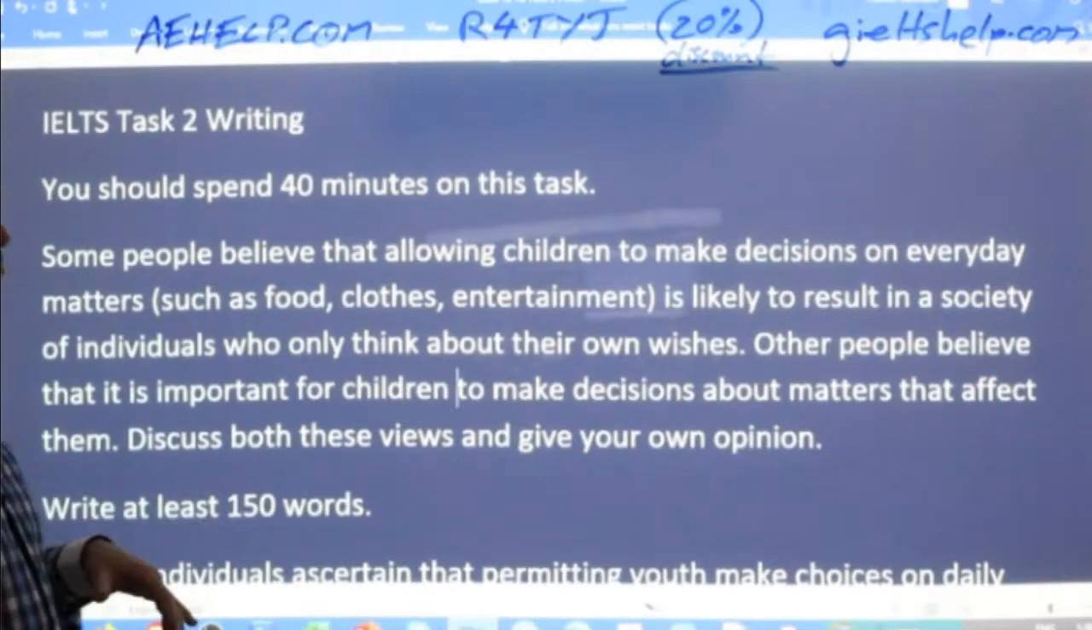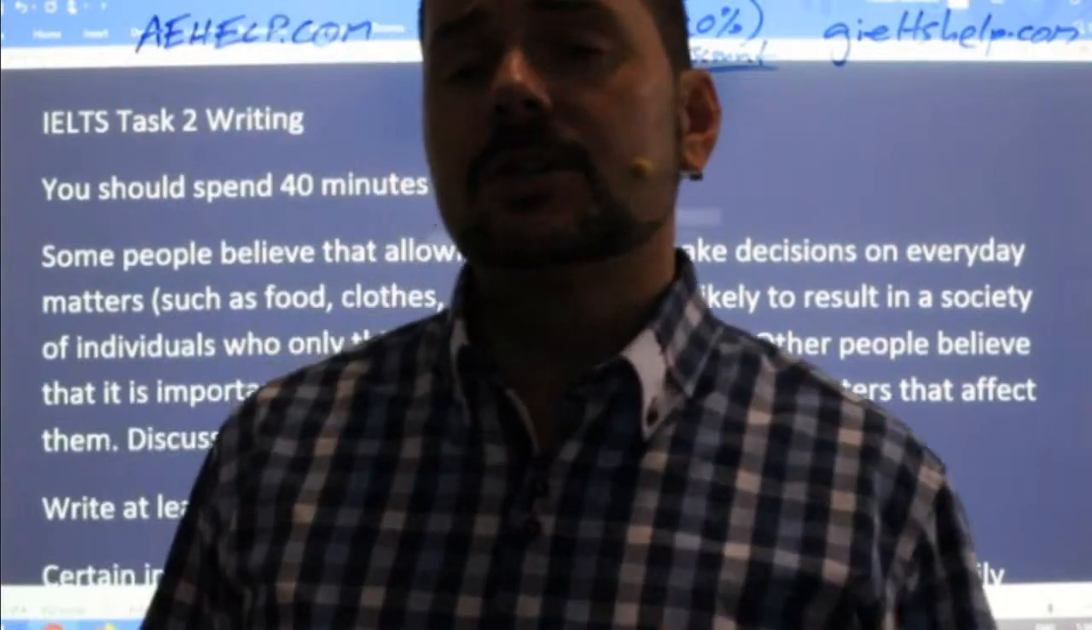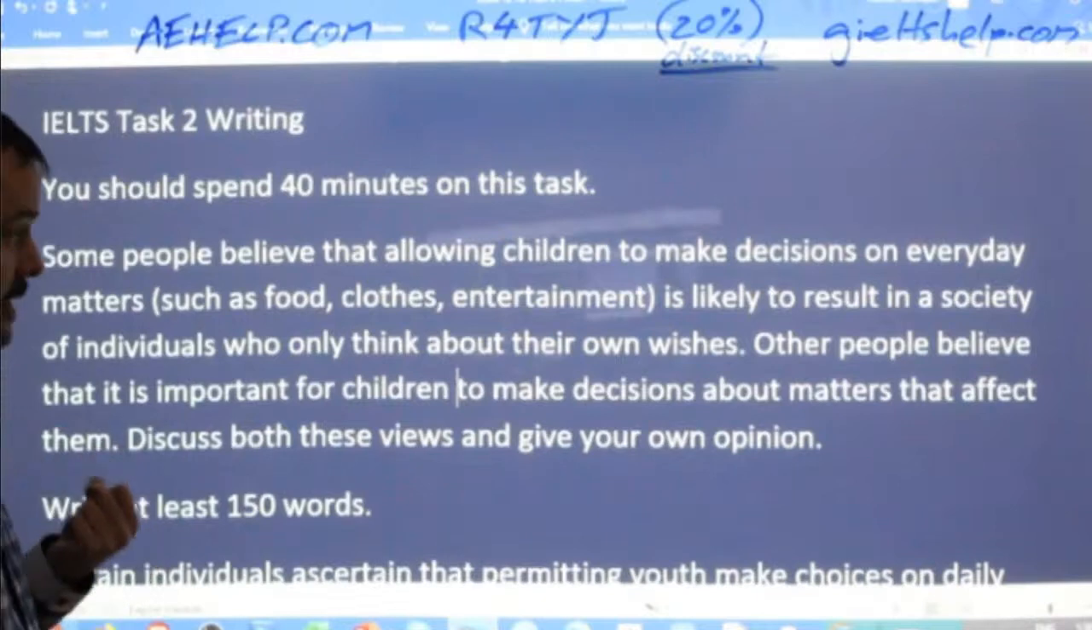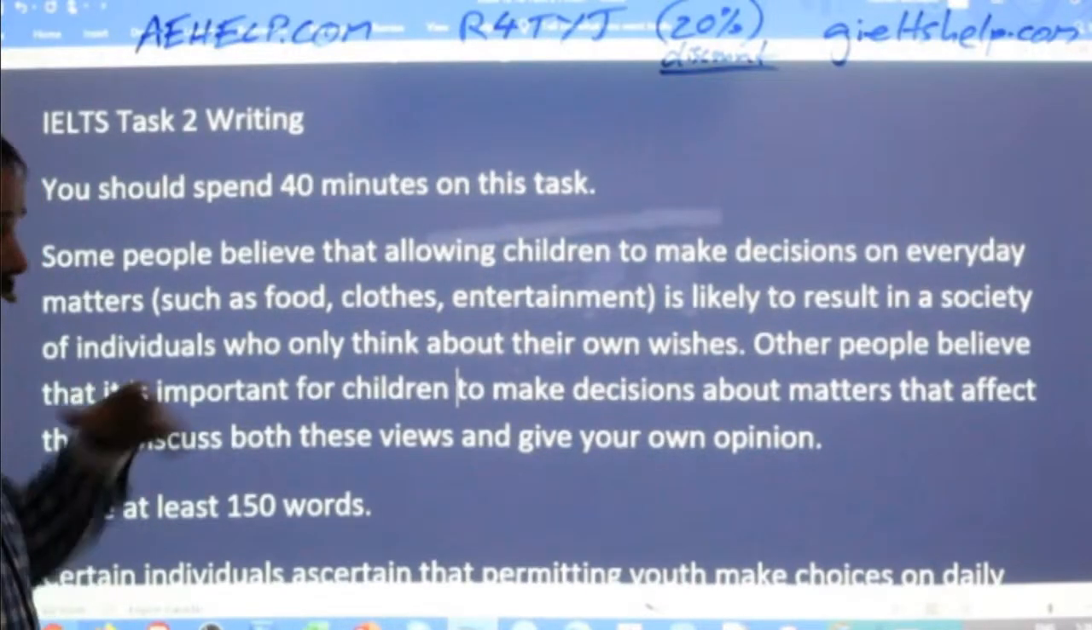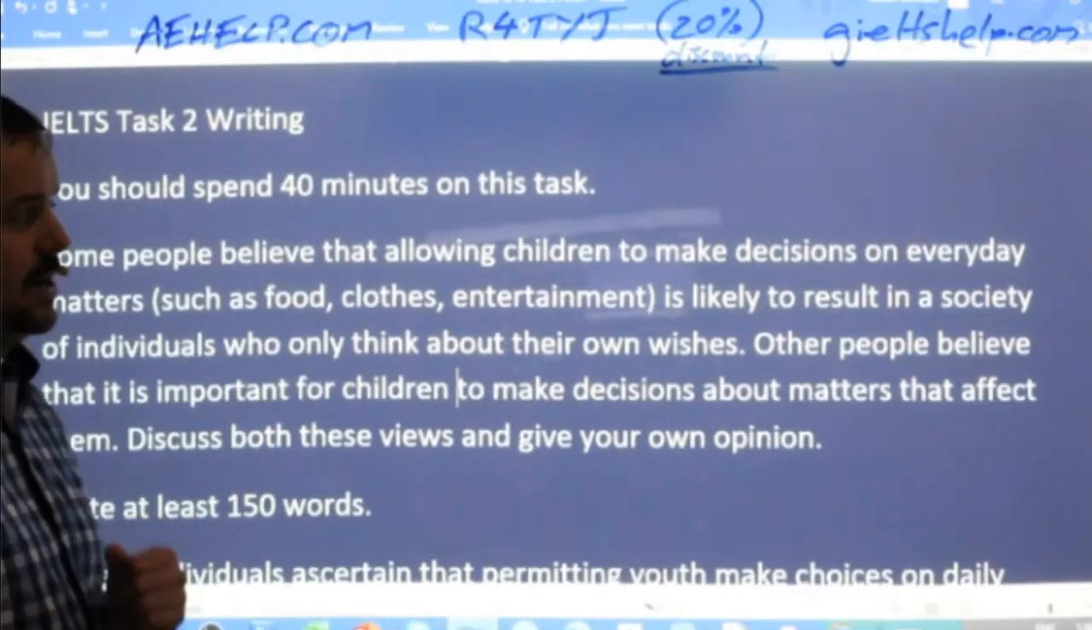Now, we discussed the topic yesterday. What was the topic for this question? So what are we really talking about here? What's the hidden topic that's in this question, but it's covertly in the question, okay?